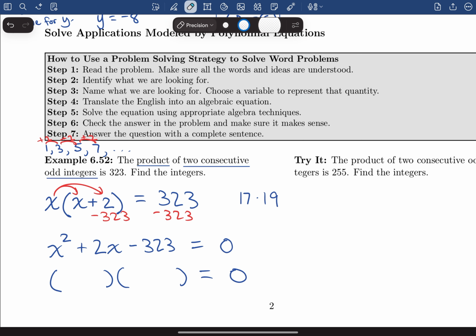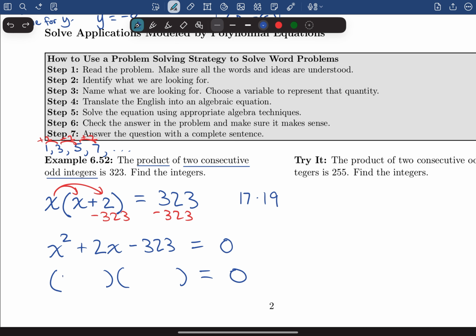Now, if you struggle to find some of these factors, that's okay. You can hop on your calculator and just start dividing out numbers, right? 323 divided by 2, nope, doesn't work. 323 divided by 3, nope, doesn't work. 323 divided by 4, nope, doesn't work. And you would keep going, but at some point you would reach these numbers 17 and 19. And that's great because they're 2 apart from each other. These factors are 2 away from each other, which is the middle value, positive 2x.